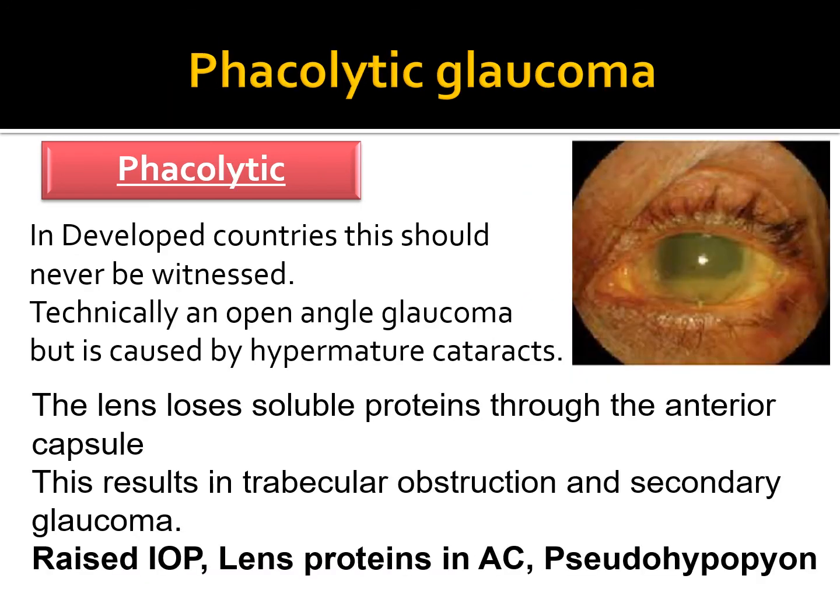Phacolytic we should not see. Not in the Western world. Nothing should ever go that far. In other parts of the world, it's less uncommon, we'll say. So it's technically an open angle glaucoma, but it is caused by hypermature cataracts. The lens loses soluble proteins through the anterior capsule and it obstructs the chamber. So we get raised IOP, lens proteins, and pseudo-hypopyon.